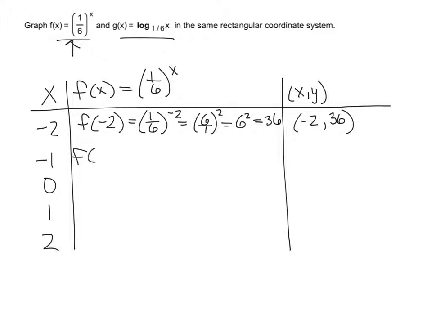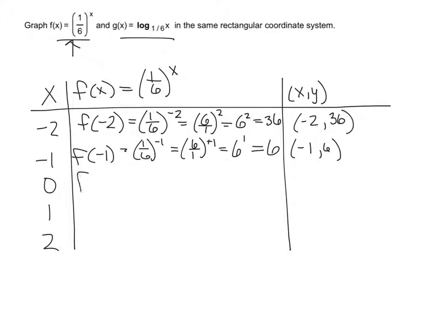Now we'll find f of -1. That's 1/6 to the -1 power. I'll flip the fraction because I have a negative exponent. So that gives me 6 to the +1 power, which equals 6. So my ordered pair is -1, 6.